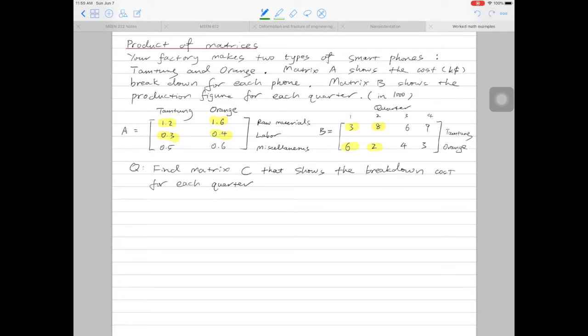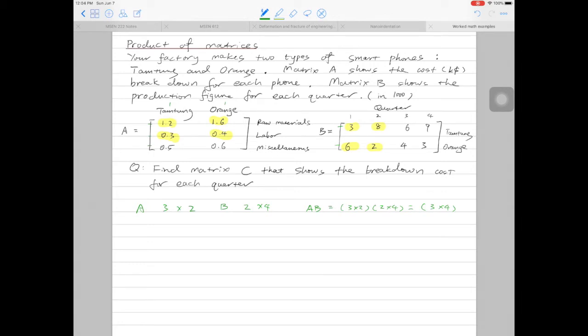Let's look at matrix A first. For matrix A, there are 3 rows and there are 2 columns. So it's a 3 by 2 matrix. For matrix B, there are 2 rows and 4 columns. So it's a 2 by 4 matrix. If we do A times B, we'll have a 3 by 2 matrix multiplying the 2 by 4 matrix. The AB matrix will be 3 by 4.